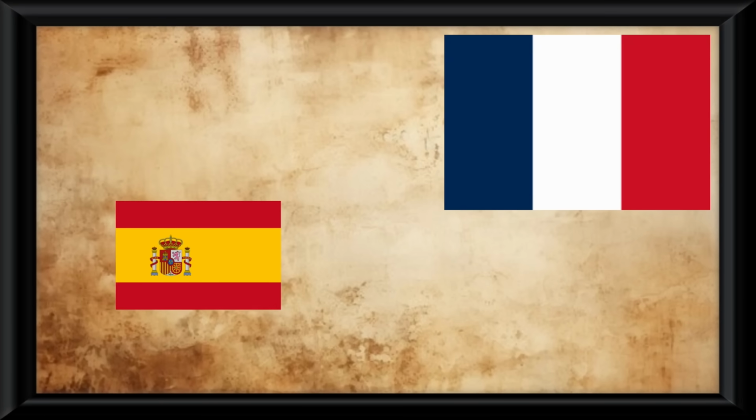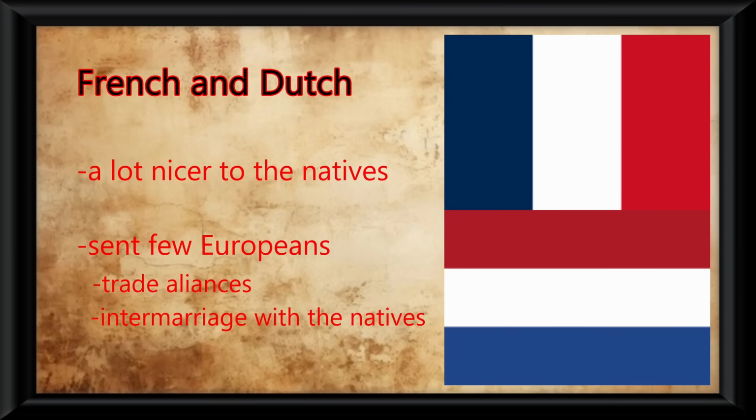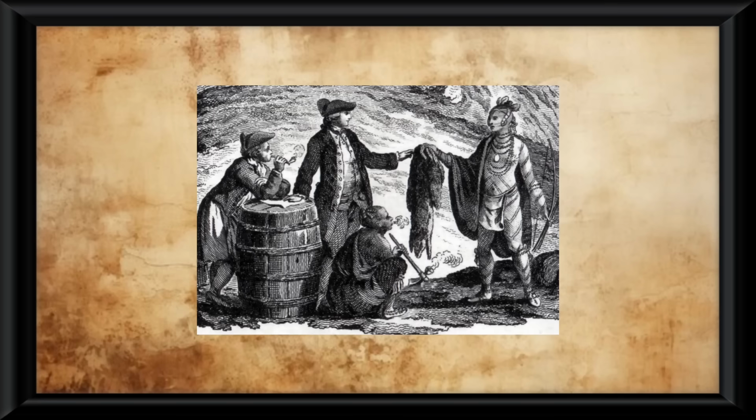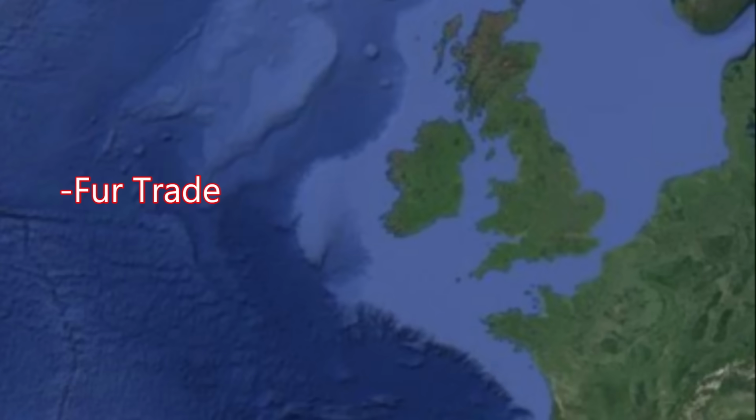Now let's talk about the French and the Dutch. They were a lot nicer to the natives and sent few Europeans to the continent and attempted to make trade alliances, along with marrying some of the natives, in an attempt to build economic and diplomatic relations to export products like furs to Europe. With the French making their Great Peace of Montreal in 1701, and the Dutch continuing to build their fur trade empire through strategic alliances focused on cooperation.